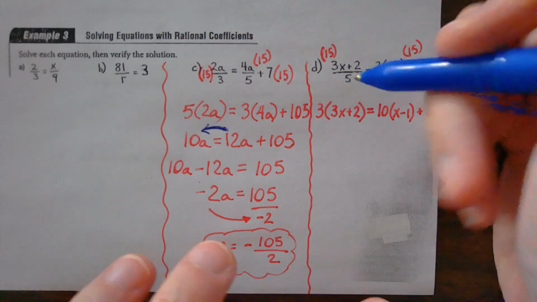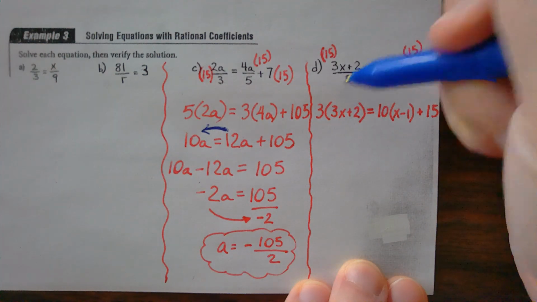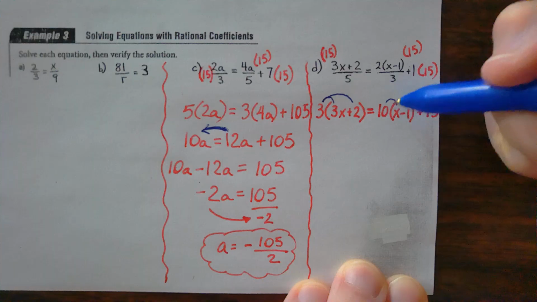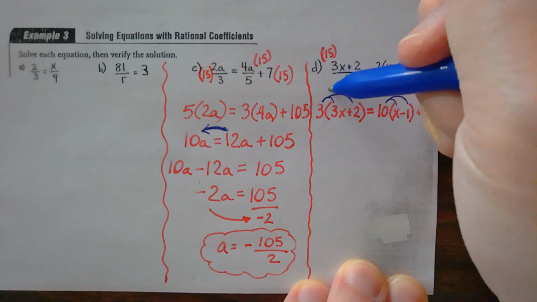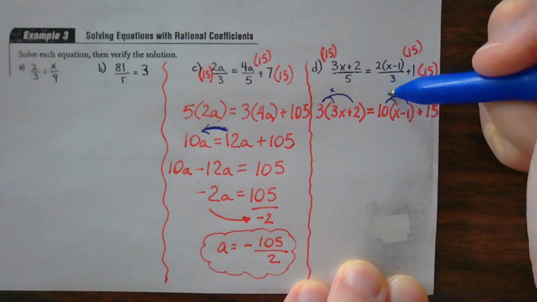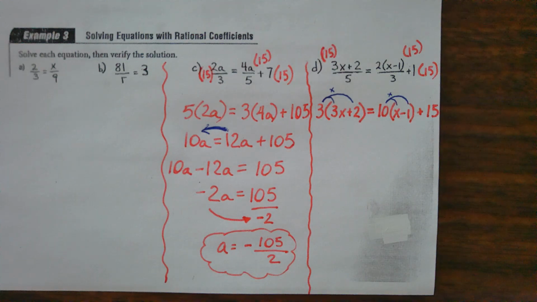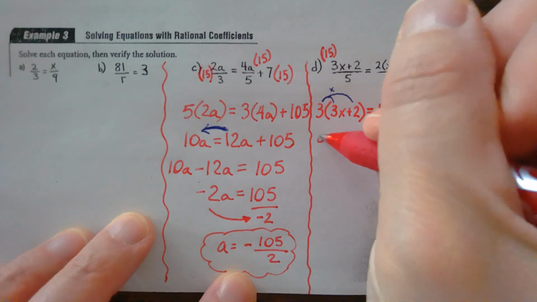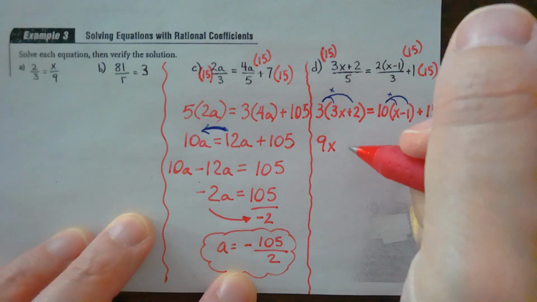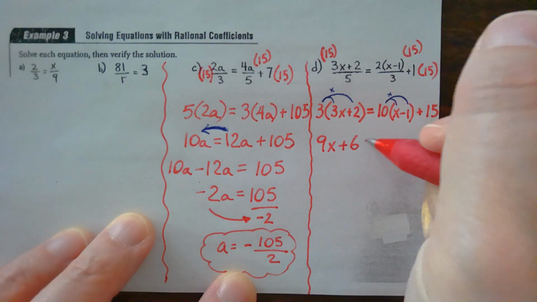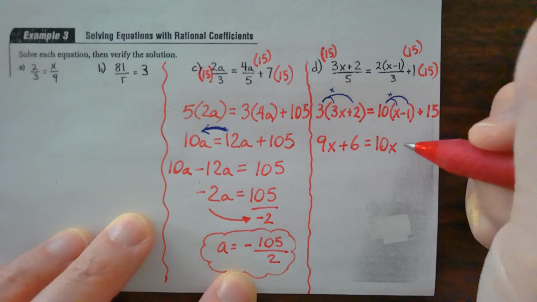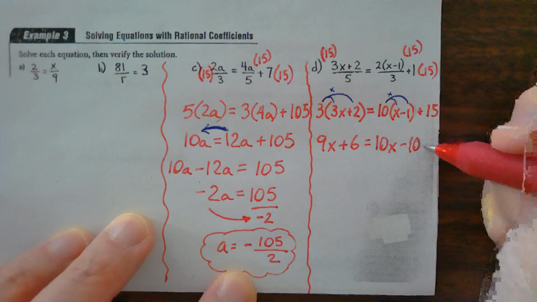Okay, Kavya. First you would do 3 times 3x, which is 9x, plus 6. You want to distribute it by multiplying. So 3 times 3x is? 9x. And then 3 times 2? 6. Plus 6. Equals 10x. Yep. Minus 10 plus 15. Good.